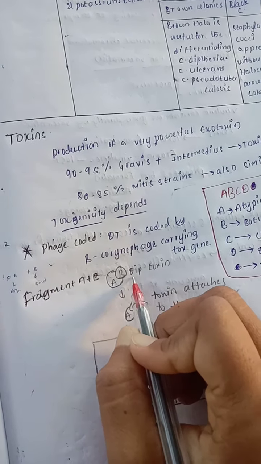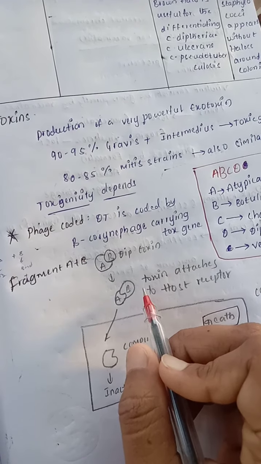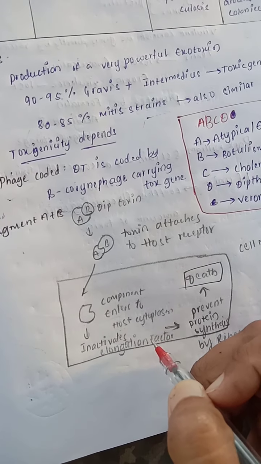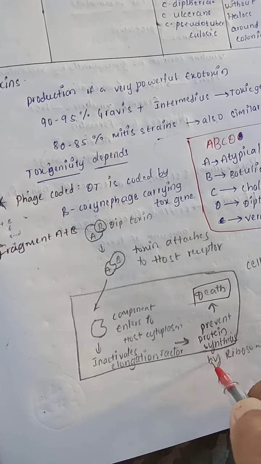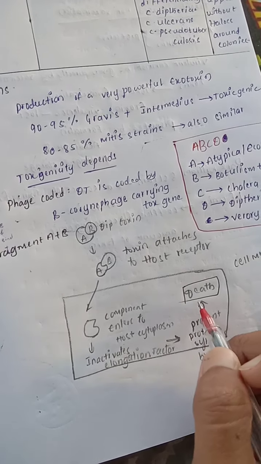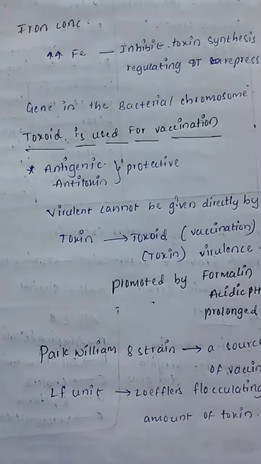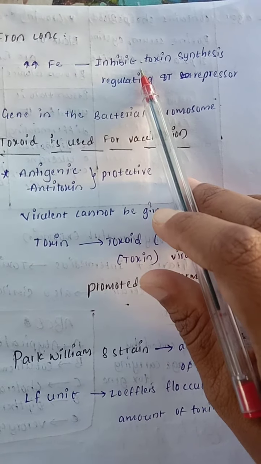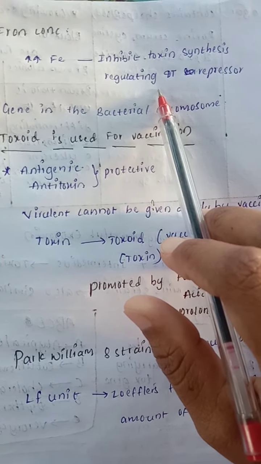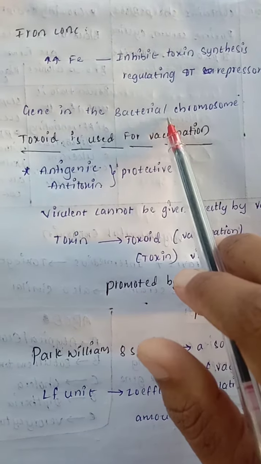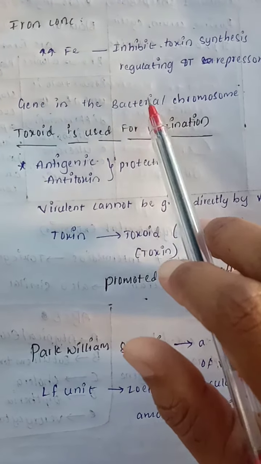The toxin has fragment A and fragment B, and B attaches to the host cell and penetrates into the host cell. After entering the host cell, it prevents protein synthesis by the ribosomes. It causes cell death. It also depends upon the iron concentration. If the concentration of iron is high, it inhibits toxin synthesis, regulating the diphtheria toxin. This is called the repressor. It also depends upon the gene in the bacterial chromosome.